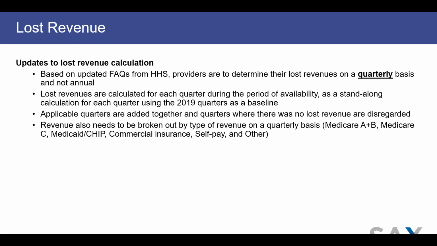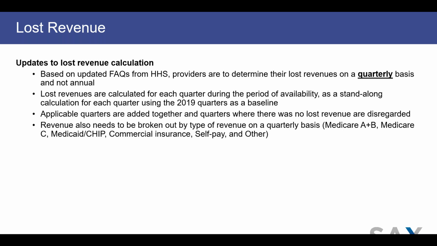So now what's new with lost revenue calculation? Based on the updated FAQs, providers are to determine their lost revenue on a quarterly basis and not an annual basis, which is a big change, and it's a big benefit to providers. Lost revenues are calculated for each quarter during the period of availability. Debbie kind of went over this already, but the period of availability is the period of when the funds must be used by. And that's based on when the funds were received, because different periods have different periods of availability.